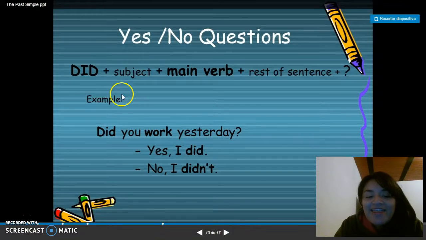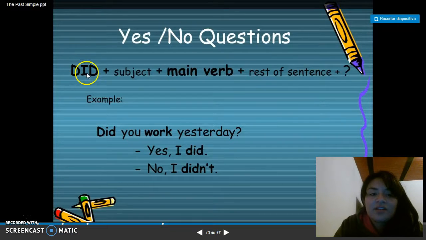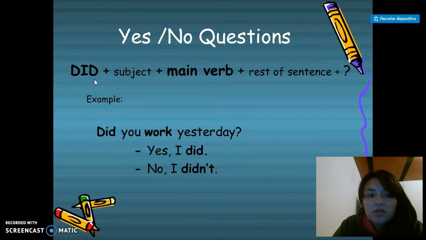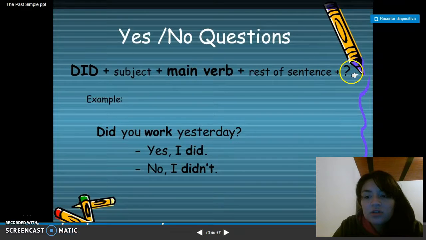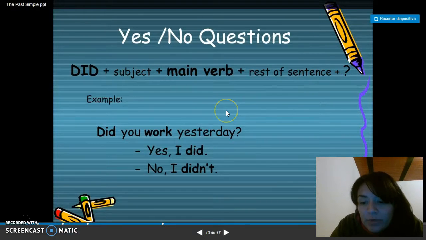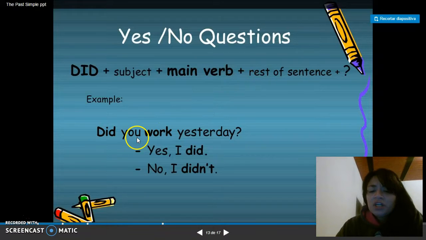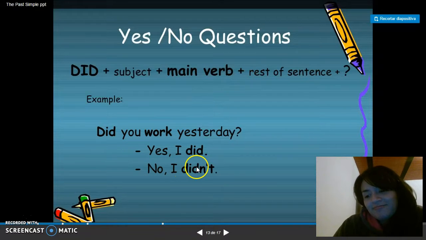Now questions. Did is your auxiliary. What is showing you that you are making a question in English? That you start your sentences, your questions, with the auxiliary. So did. As long as you see the auxiliary at the beginning, you say, oh my gosh, that's a question. Because you don't have an opening question mark. You see, just the closing one. So did, subject, main verb. Be careful because the verb is still in the base form, not in past. And the rest of the sentence. So you say, did you work yesterday? Yes, I did. No, I didn't. You see?